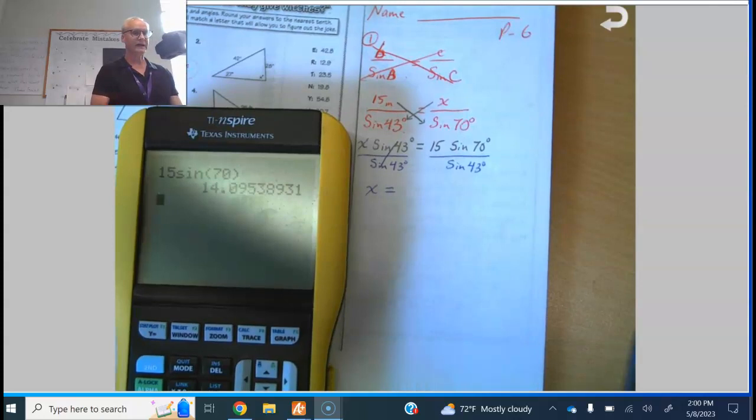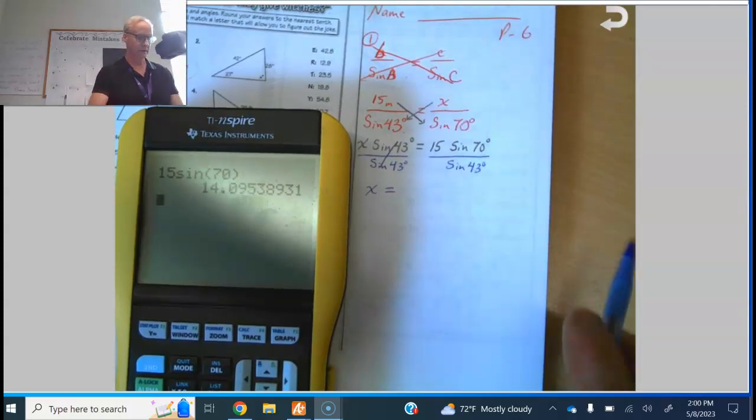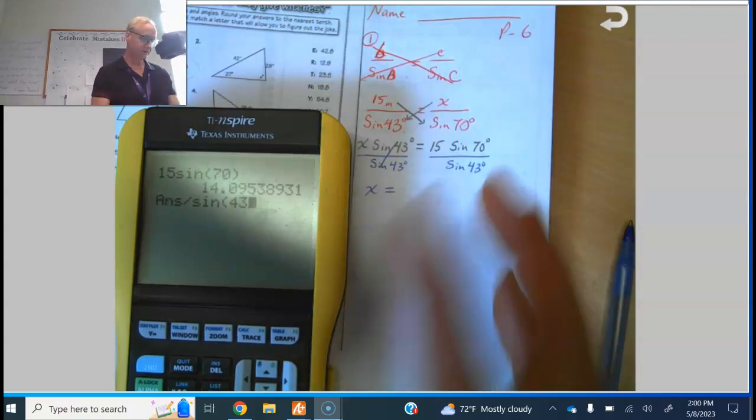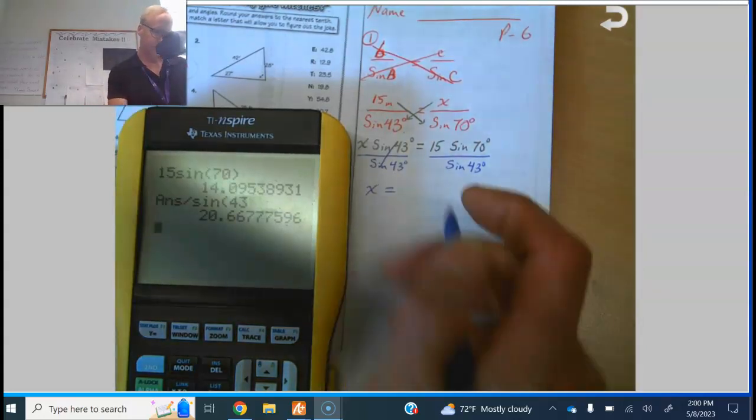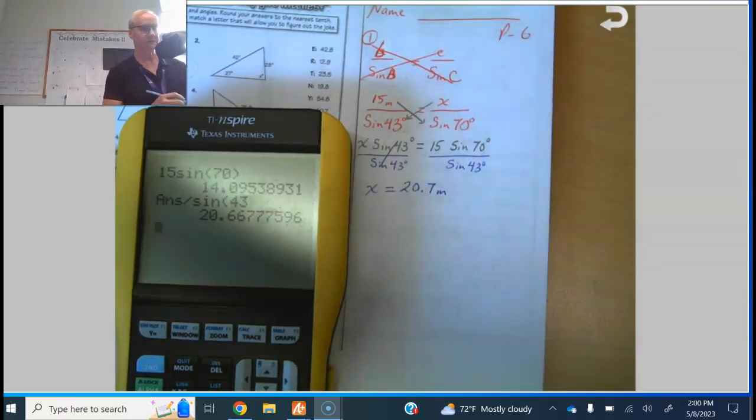It'll give you this decimal, but I notice that I have not divided by sine 43 yet. So if I press divided by sine 43, and again, you can close the parenthesis or not. If you just hit enter, it'll do it right. I get about 20.7 meters for this, if I round it to the nearest tenth.